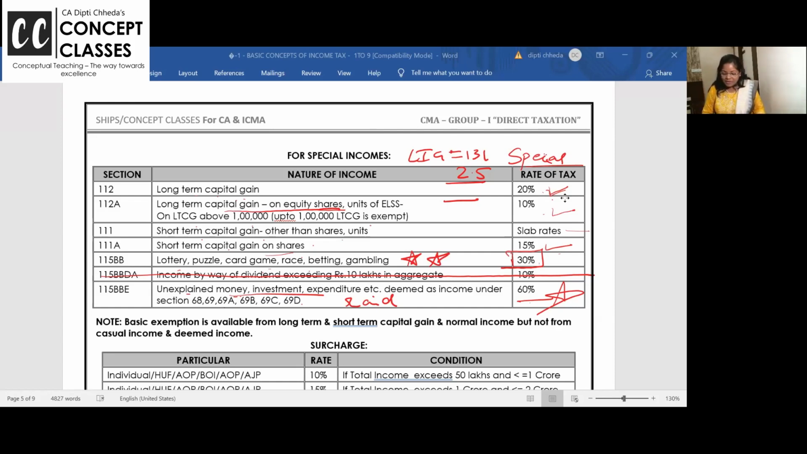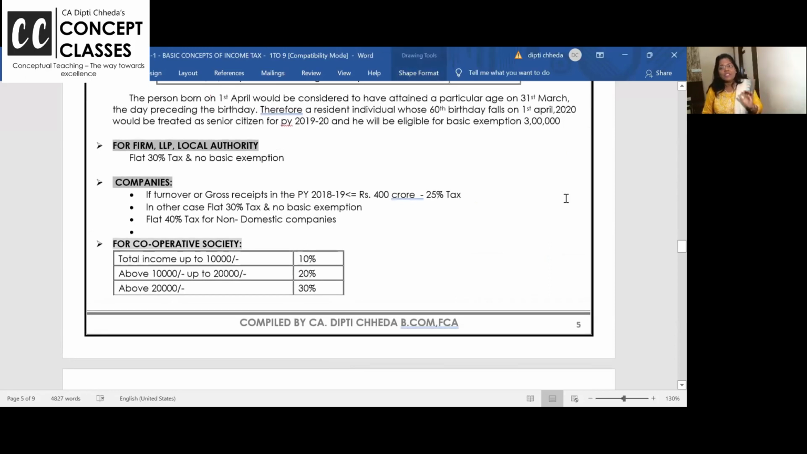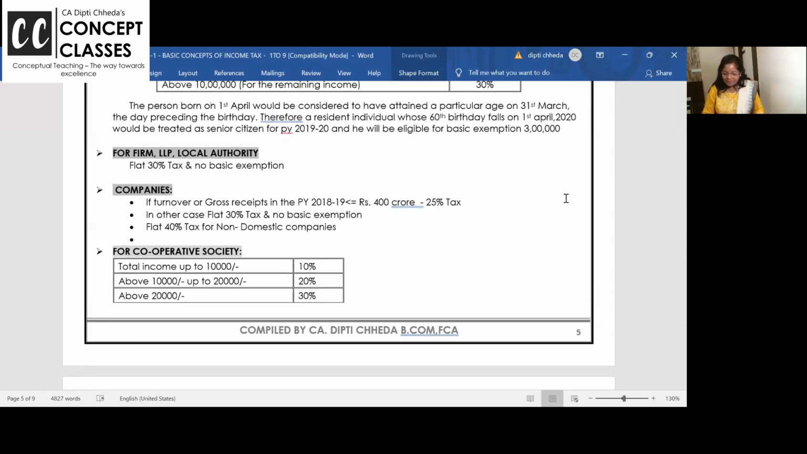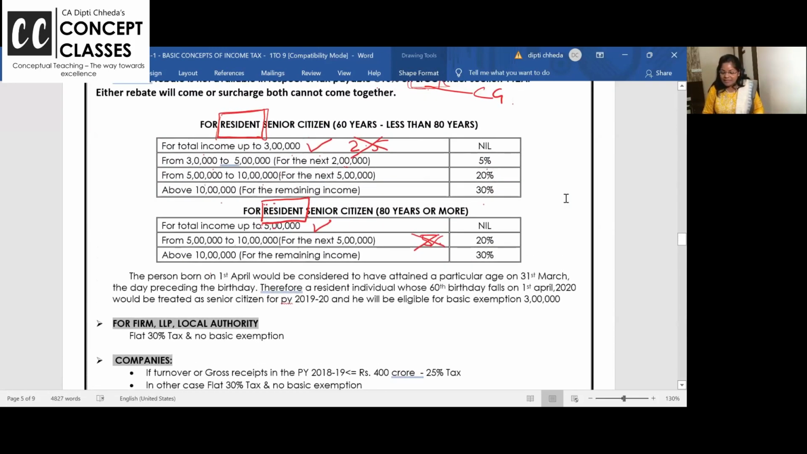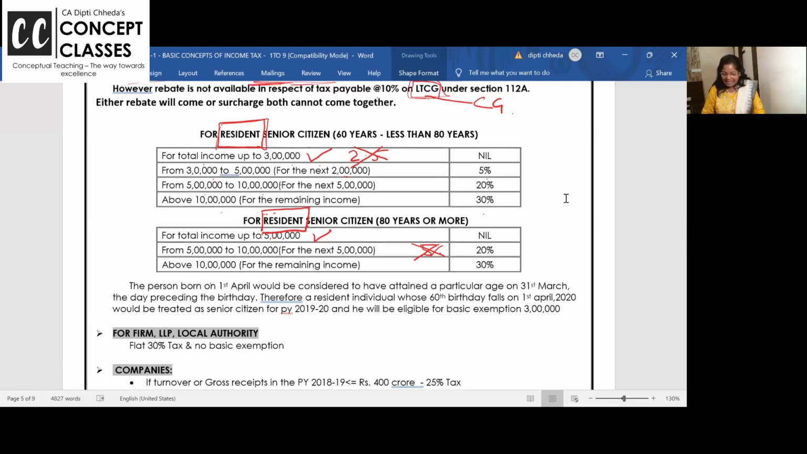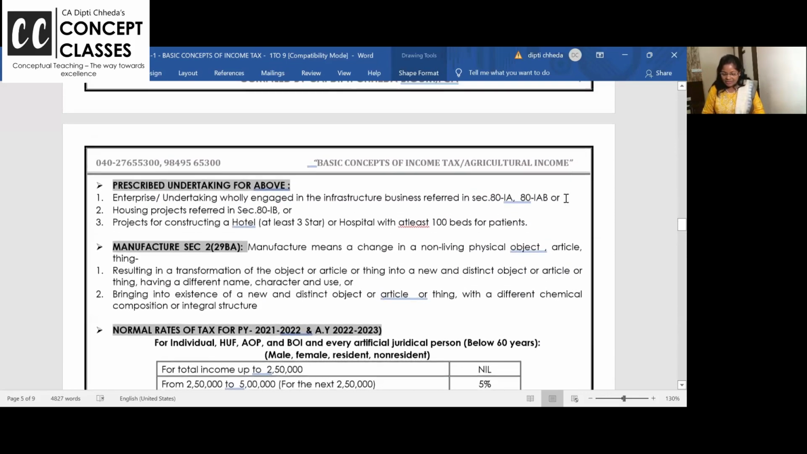Okay? So I hope you all have learned with me today rebate under section 87A and super senior citizen. What is the basic exemption? 5 lakh. Senior citizen. What is the basic exemption? 3 lakh. All right.